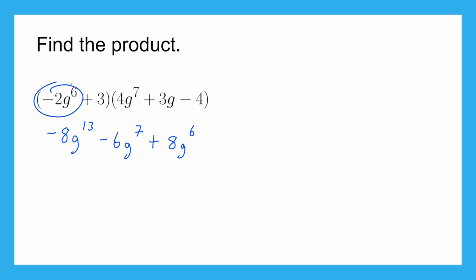So now we've multiplied this negative 2g to the sixth times every term in that second set. So now we're going to do the same thing, but with the 3. So 3 times 4g to the seventh is going to be 12 something. We're going to say plus 12. And then after this 3, think of the 3 as 3 times g to the power of 0. So we're just going to take this variable and exponent and put it after our coefficient. So it's going to be 12g to the 7th.